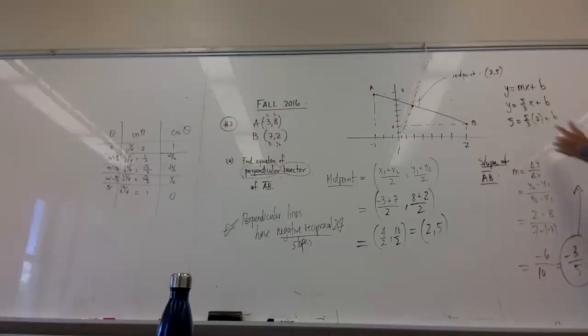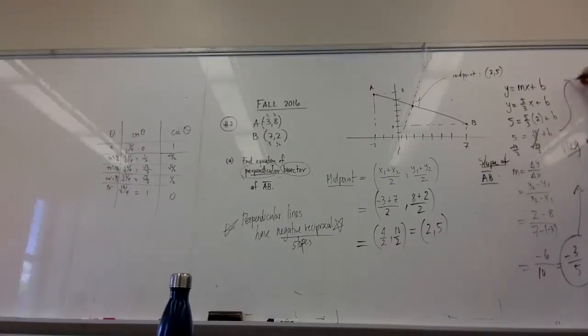So how do you multiply this? 5/3 times 2 is what? So 10/3. How do you get b? I have to get b by itself. I have this plus here. So how do you solve for b? Subtract.